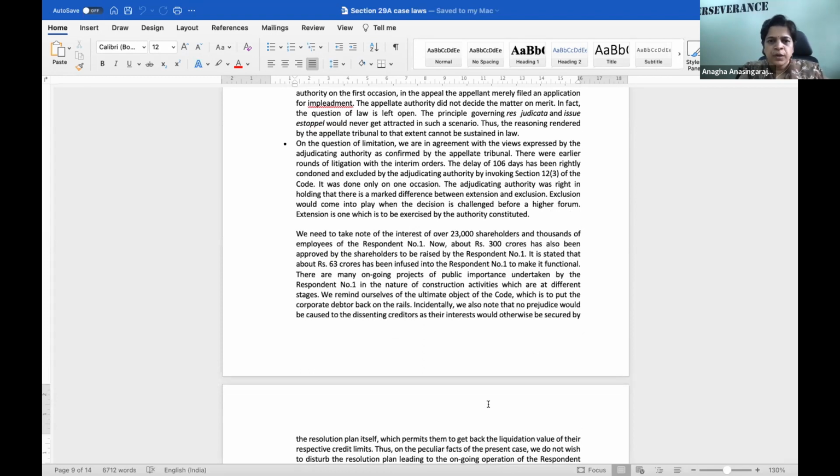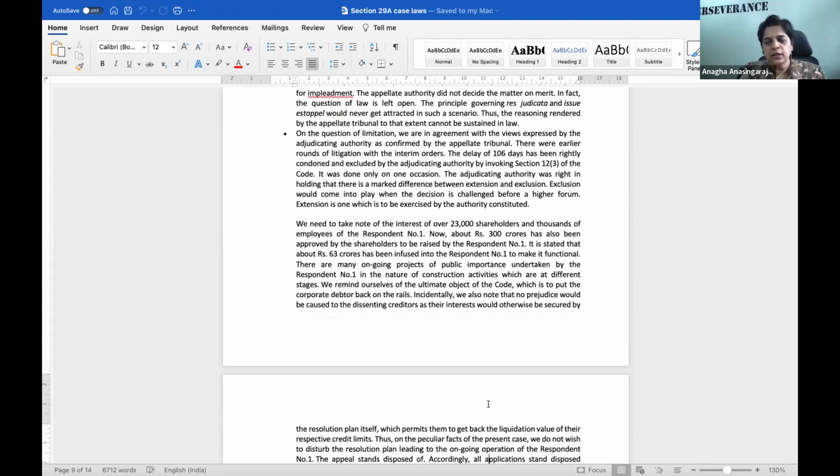However, in this case, by the time the matter reached the Supreme Court, the resolution plan was already approved and implemented, and the Supreme Court has taken note of this. So in this paragraph, what they have said is that we need to take note of the interest of over 23,000 shareholders and thousands of employees of the R1. Now about 300 crores has also been approved by the shareholders to be raised by R1. In this case, 63 crores had also been infused into the respondent one to make it functional. There are many ongoing projects of public importance undertaken by the R1 in the nature of construction activities, which are at different stages.